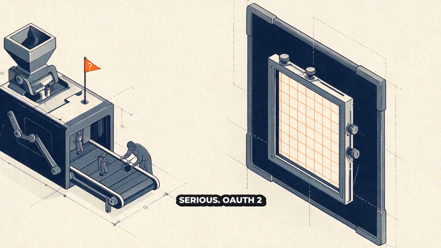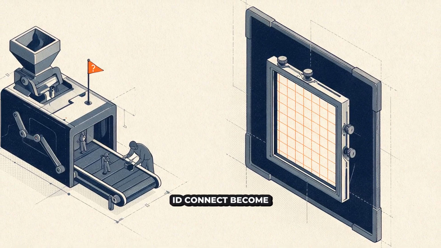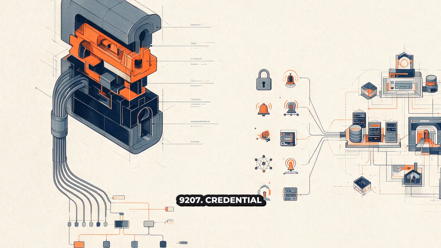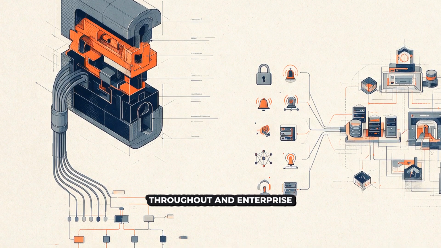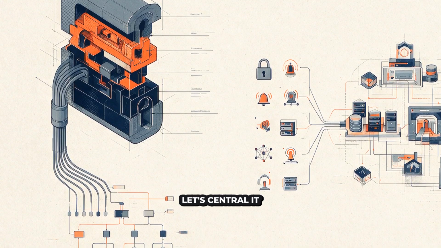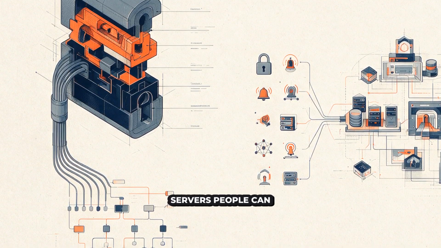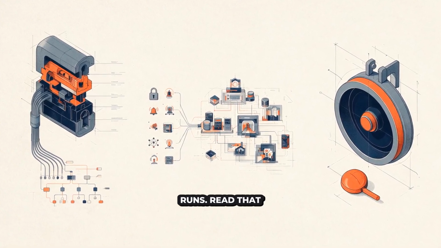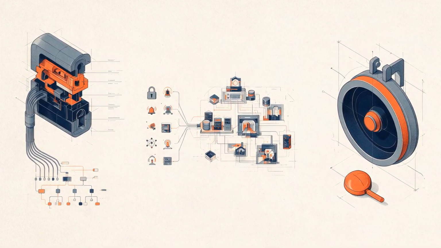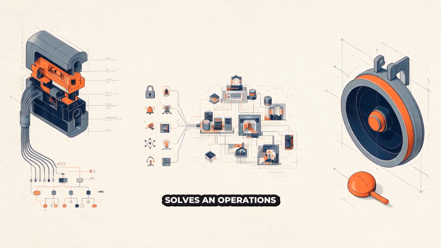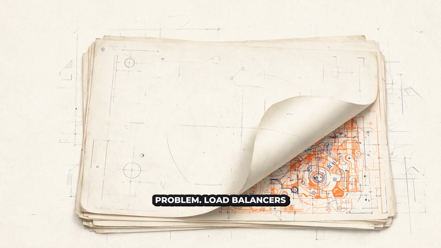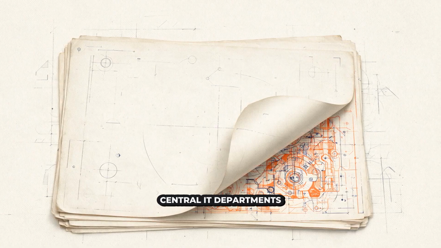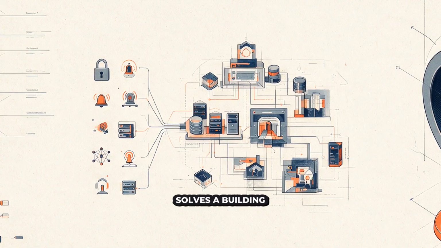Authorization got serious. OAuth 2.1 and OpenID Connect become mandatory. Issuer validation per RFC 9207. Credential binding tightened throughout. And enterprise-managed authorization lets central IT provision which servers people can reach through the identity provider the company already runs. Read that again, because here is the turn. Every single change I just described solves an operations problem. Load balancers, gateways, identity providers, procurement, central IT departments. None of it solves a building problem.